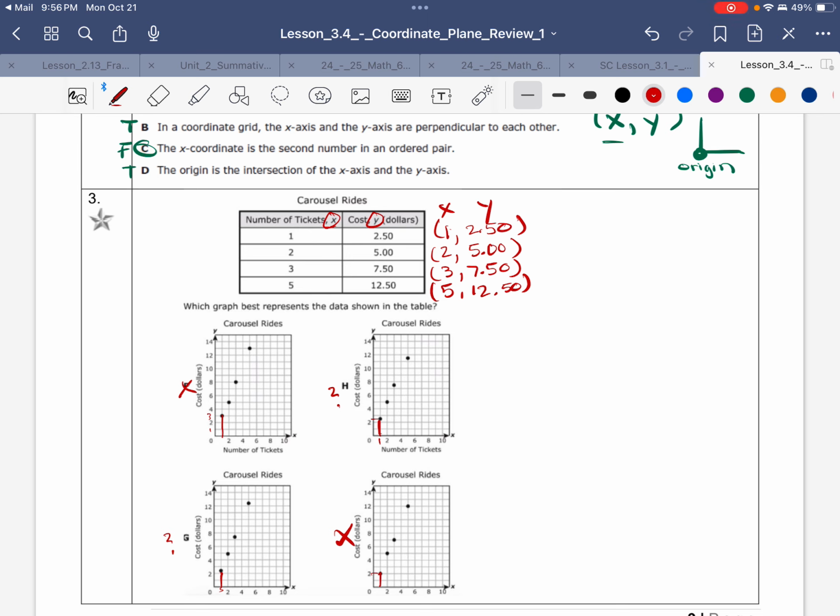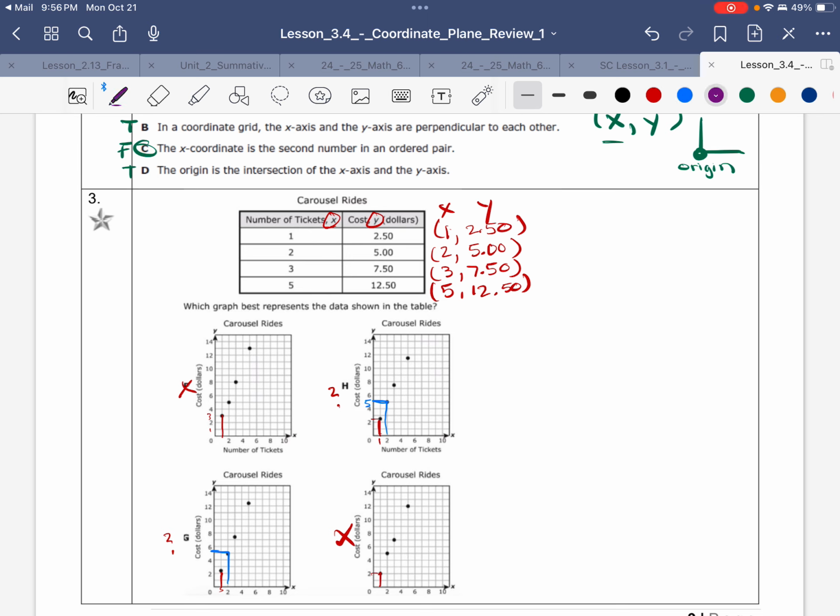All right, 2 and $5. Let's change colors. 2. Whoa, that is $5. So that one's still in the running. 2, also $5 right there in the middle between 4 and 6. So still in the running. So to the next point.